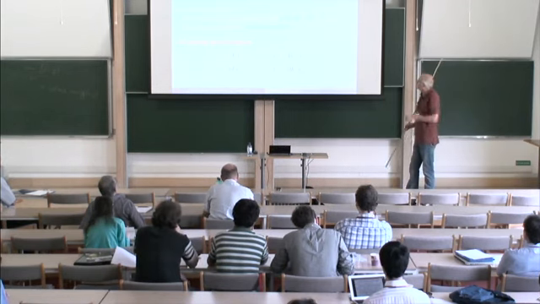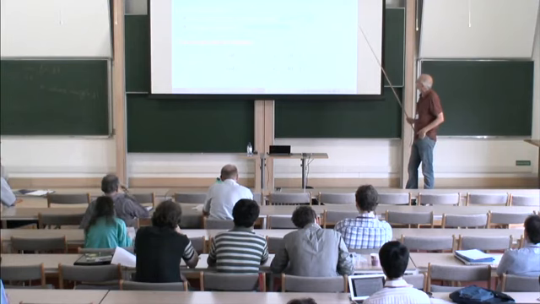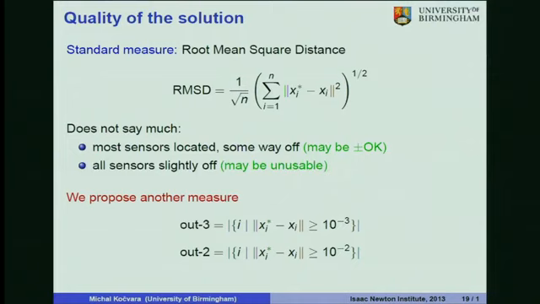The other thing I wanted to address is that the typical measure of quality of the solution is something which is called root mean square distance, which is basically the L2 norm of the error. So those are the exact positions, those are the computed positions, and that's just a weighted L2 norm of the distance. I don't think that says much. Typically, if you measure error with the L2 norm, you don't get much information. Usually you want to use the infinity norm.